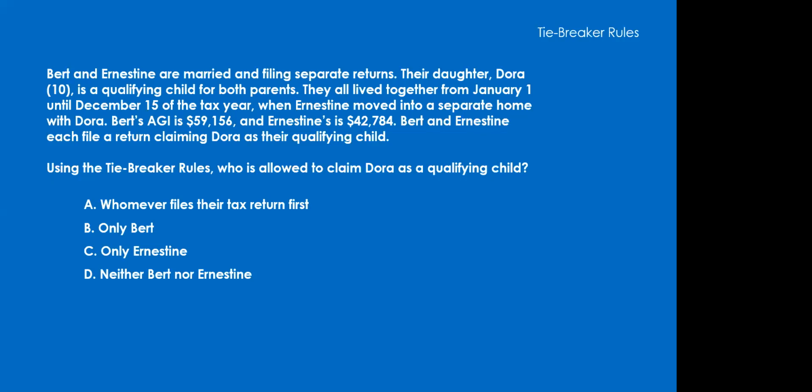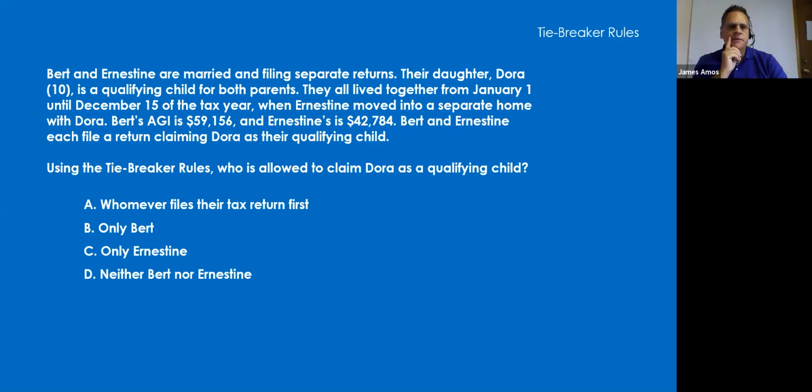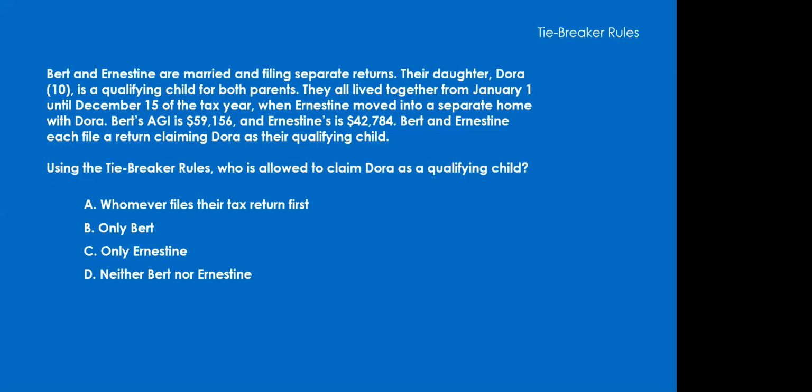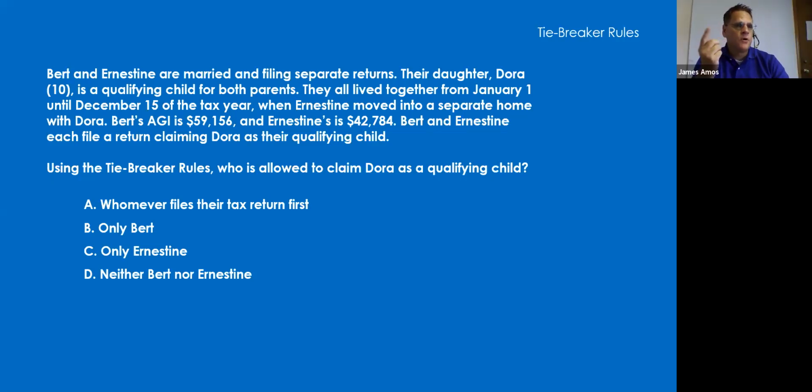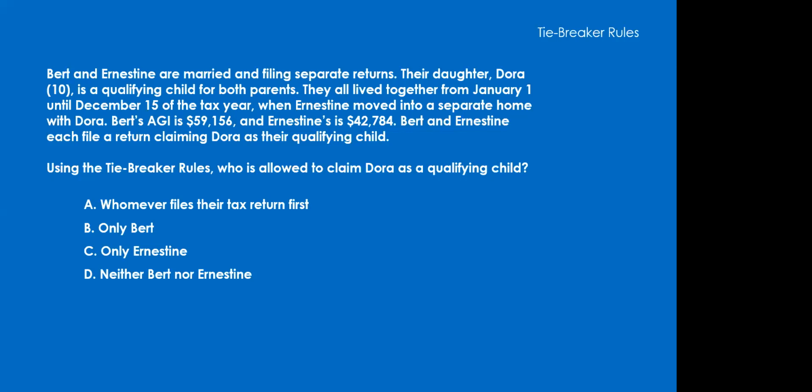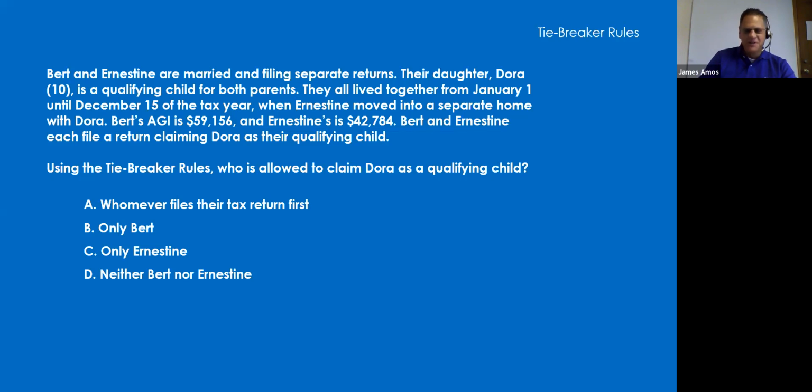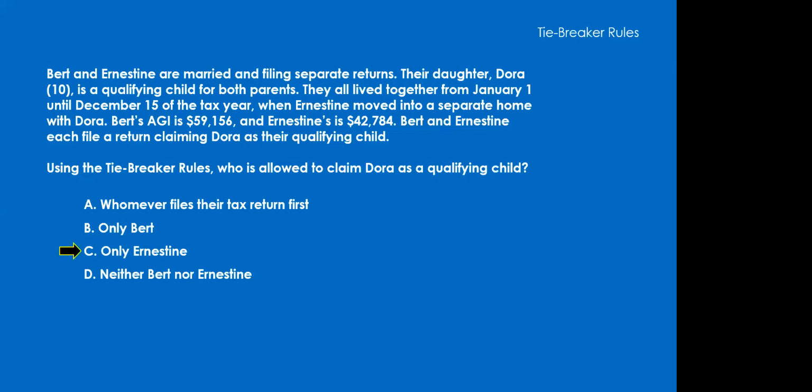Only Bert. I'm double checking something before I give you the answer. No, you were fine. I'm actually making sure I've got this right. Okay, so let's do this. What are the 4 tiebreaker rules in the order? What's the first? Parent rule. In this case, both of them are the parents, so that's not going to help us. What's the second rule? Longest live rule. Who did Dora live with the longest? They all lived together until Ernestine moved into a separate home with Dora. So what's the answer? Ernestine.